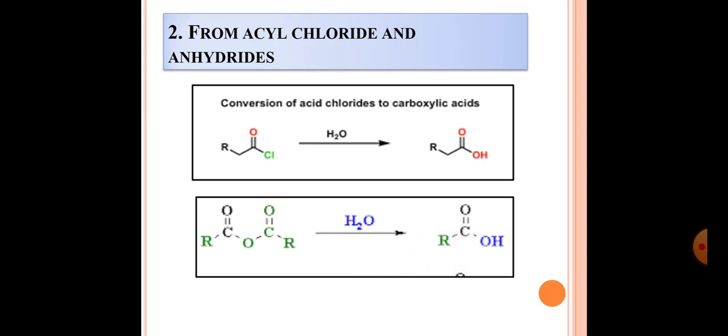So the second reaction we have just now studied is from acyl chloride and anhydride. Both on hydrolysis give the formation of carboxylic acid. It is only a single step reaction.